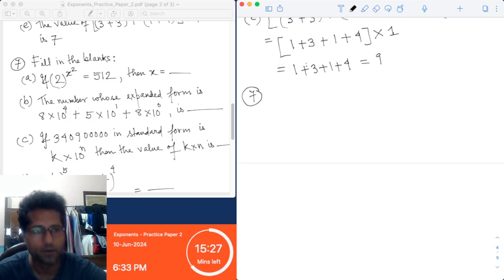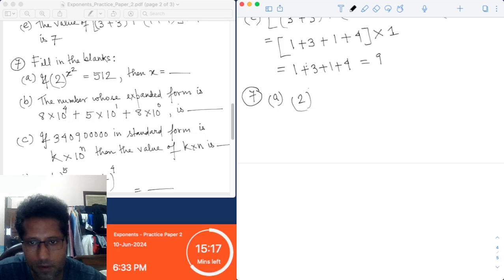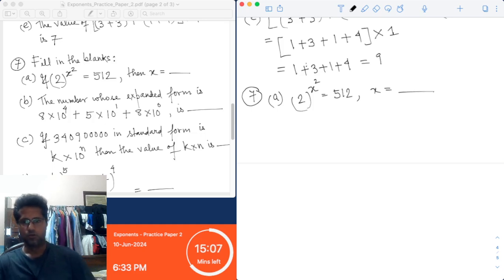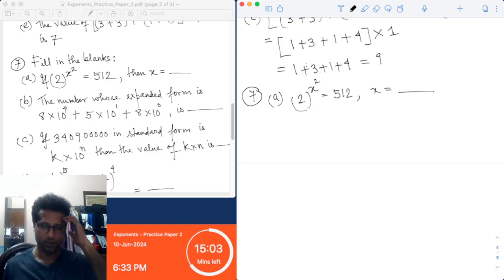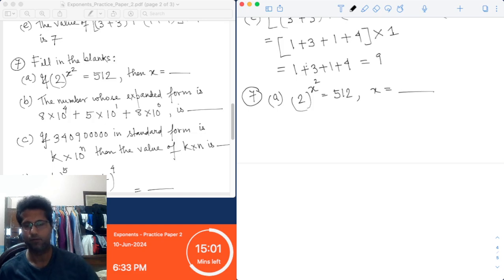Question number 7. Fill in the blanks. The A part is, if it is given 2 to the power x square is equal to 512, then what will be x? We have to find x. Definitely, to find the unknown x, we first have to evaluate what x square is.